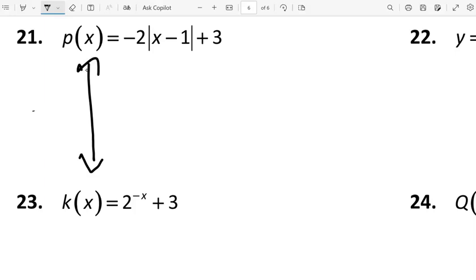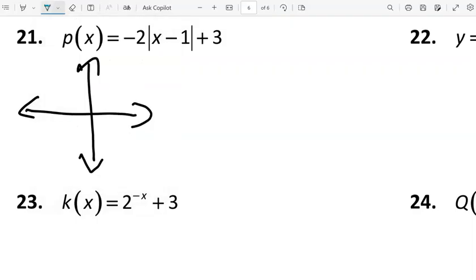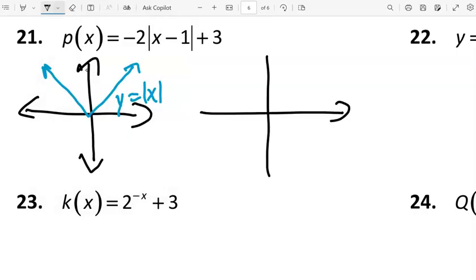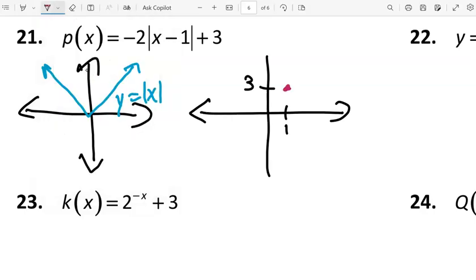In 21, we have an absolute value function, so our parent function is y equals the absolute value of x, which is that V shape. And this graph that is transformed is moved right 1, up 3, and is vertically stretched and also inverted, because there's a vertical reflection on this graph. So the transformed graph will look like this.